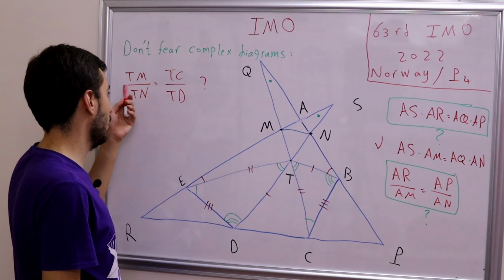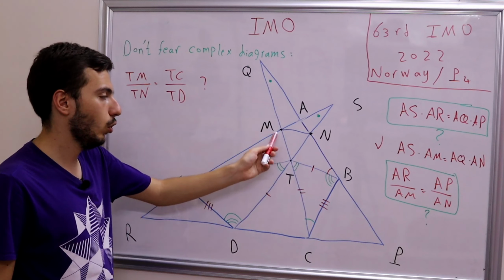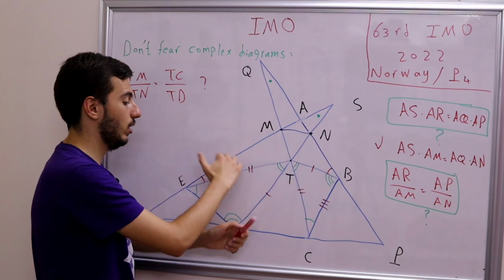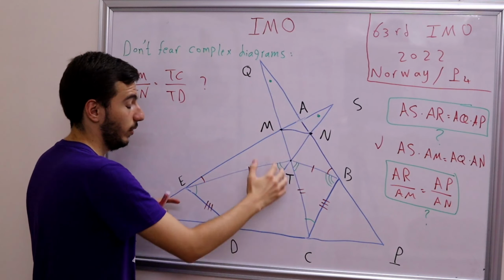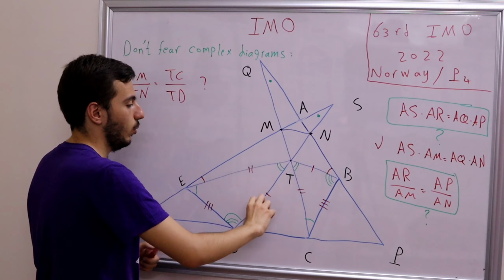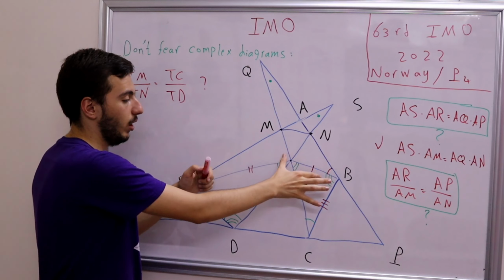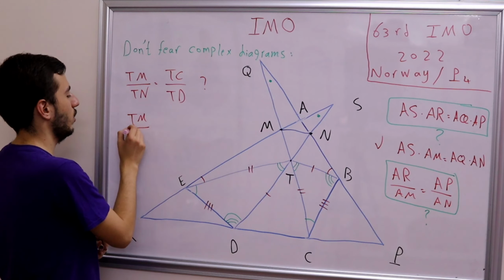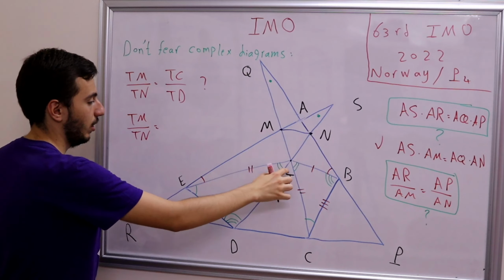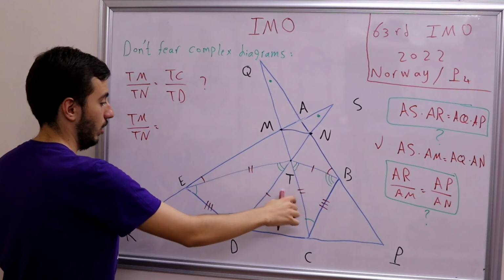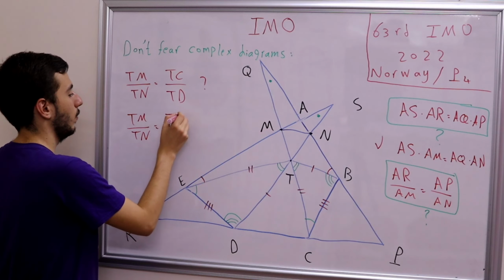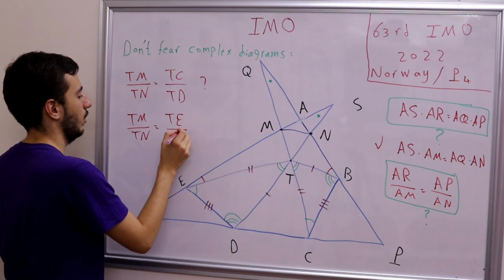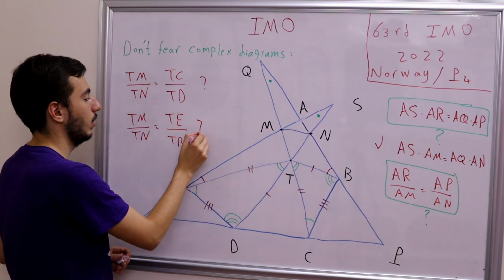So how can we show that this ratio holds, TM over TN? We don't know anything about TM and TN. However, we know what TC and TD are. We can manipulate TC into TE, replace TC with TE, and TD with TB. Basically now we're making them closer to this, right? So actually we just need to show that TM over TN is the same as TC, now TE, and TD is now TB. So we just need to show that this is true.